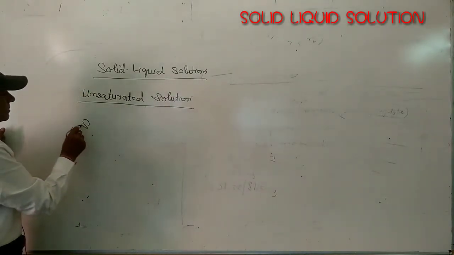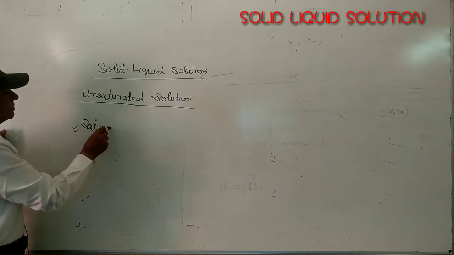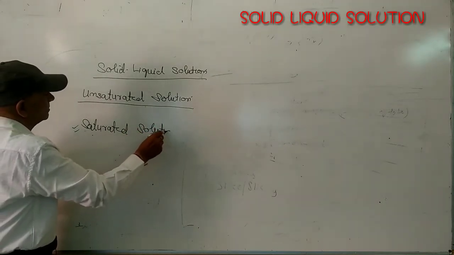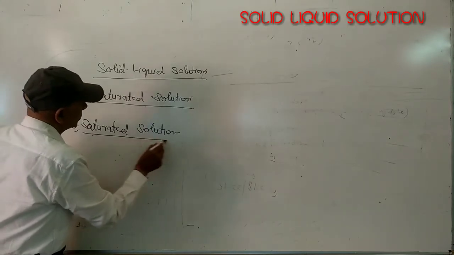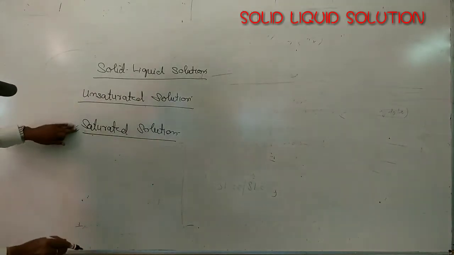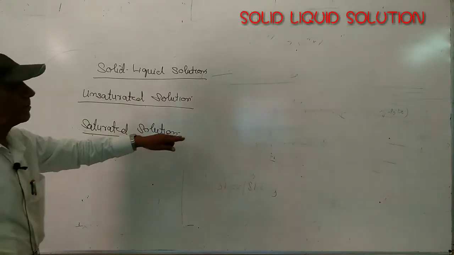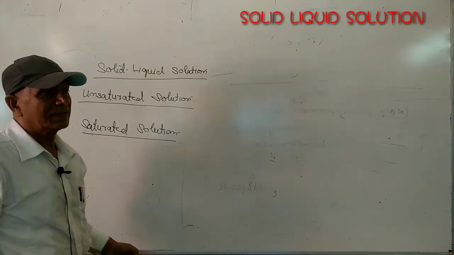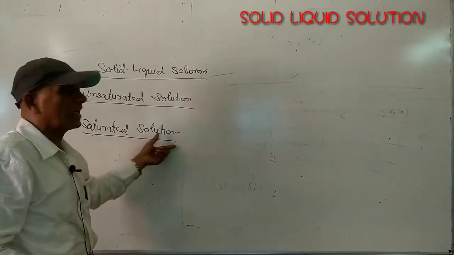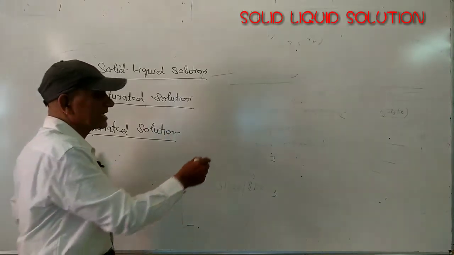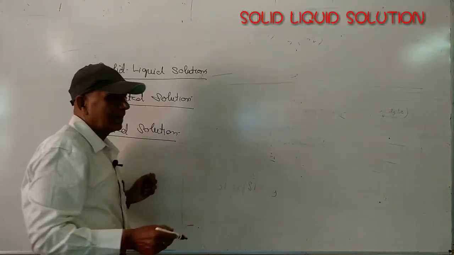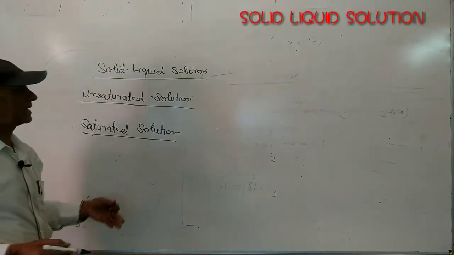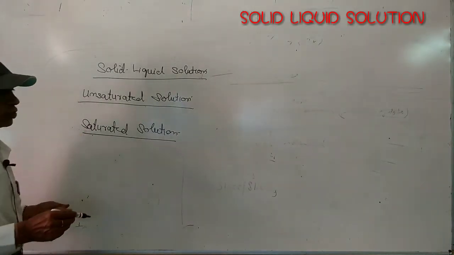Another is the saturated solution. The solution in which the maximum quantity of the substance is present in a given amount of the solvent at a particular temperature is called a saturated solution. The solution in which the maximum amount of the substance is dissolved in the given amount of the solvent at a given temperature is called a saturated solution.